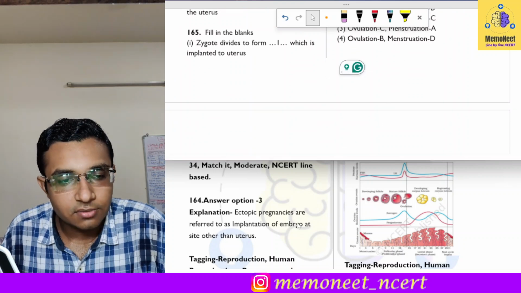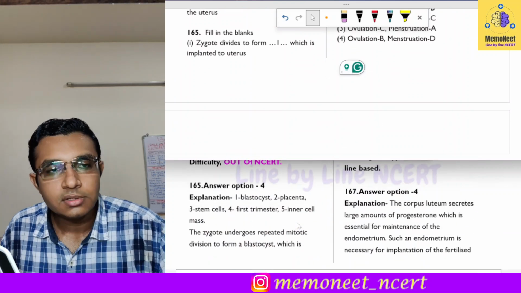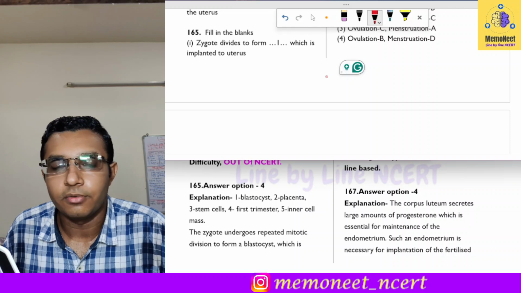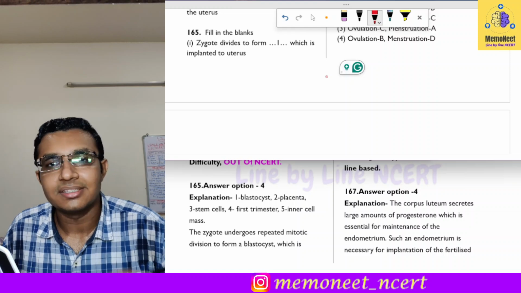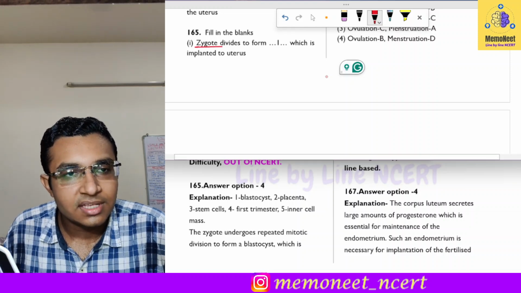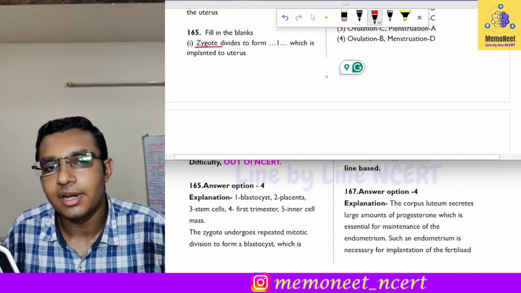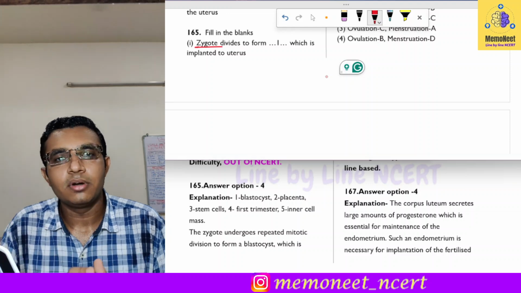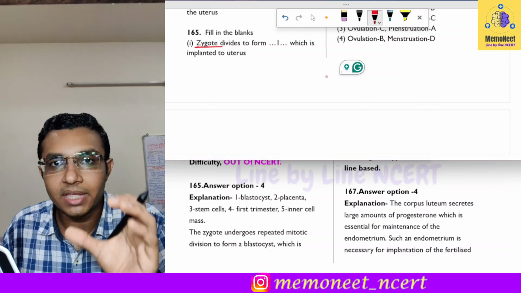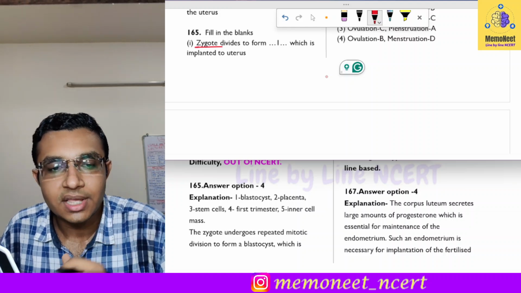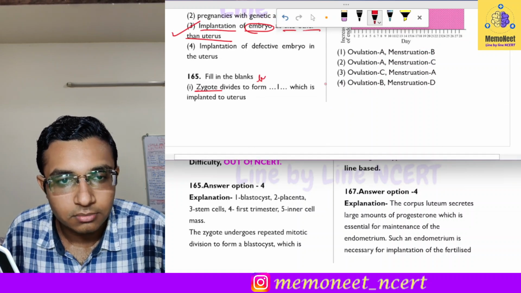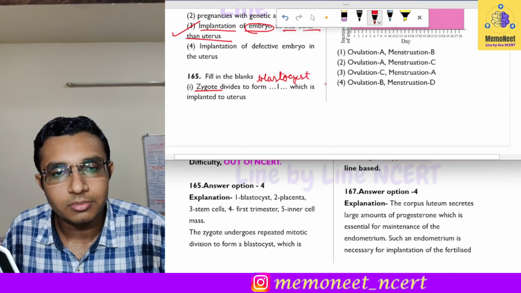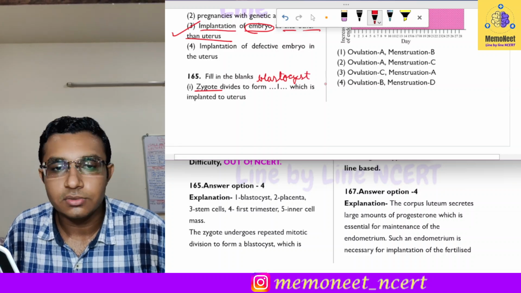The next question is question number 165. It is a fill in the blanks type of question. So we have to fill the different statements which are given over here. Let us start one by one. The first one is zygote divides to form dash, which is implanted to the uterus. Now see, the zygote divides to form embryo, but the form of embryo which is implanted into the uterus is which form? It is the blastocyst form. The zygote divides to form the blastocyst which is implanted into the uterus.